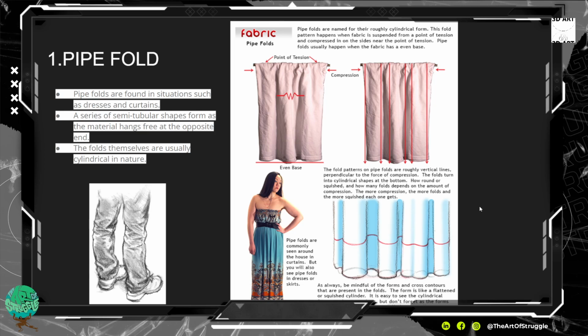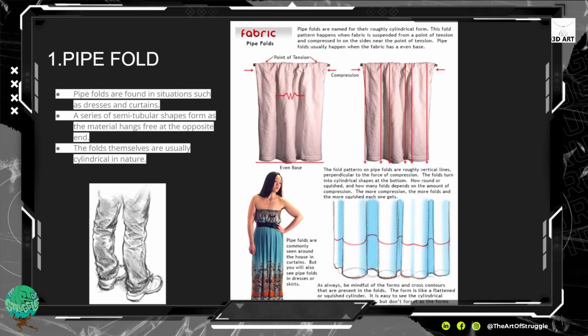So the pipe fold patterns are roughly vertical lines perpendicular to the force of the compression. The folds turn into cylindrical shapes at the bottom. How round or squished and how many folds depend on the amount of compression. The more compression, the more folds, and the more squished each one gets. All right, that should make sense to you guys. The more I compress it, the tighter those folds are going to be, the more folds that you're going to get.